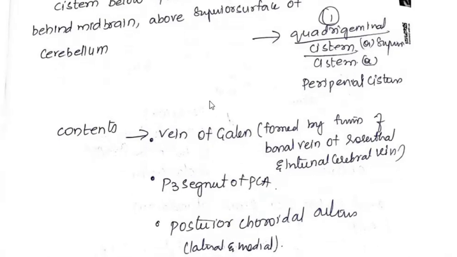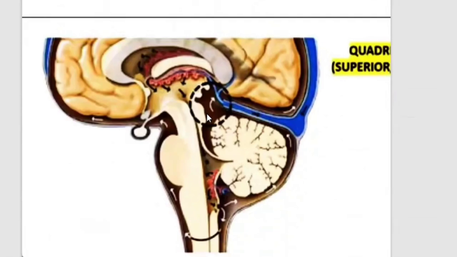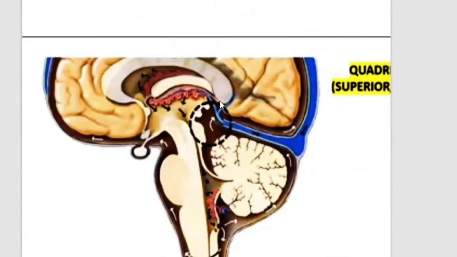I will show you in the diagram what I read. This is the corpus callosum. This is the splenium of the corpus callosum; the splenium is the tail. So the system present behind the splenium of the corpus callosum, above the superior surface of the cerebellum, behind the midbrain is said to be the quadrigeminal system. Now you understood that? Yes, ma'am.